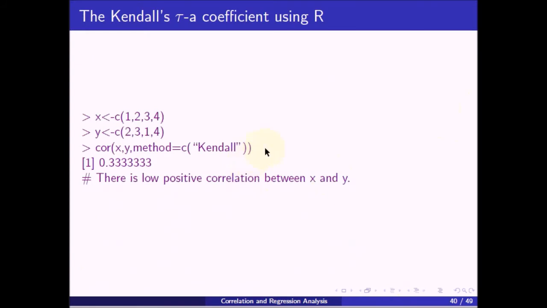We get the answer 0.3333. These two are the input variables X and Y, and this is the function we have to implement in our language. Here we have to call this one, Kendall, and the answer is 0.3.